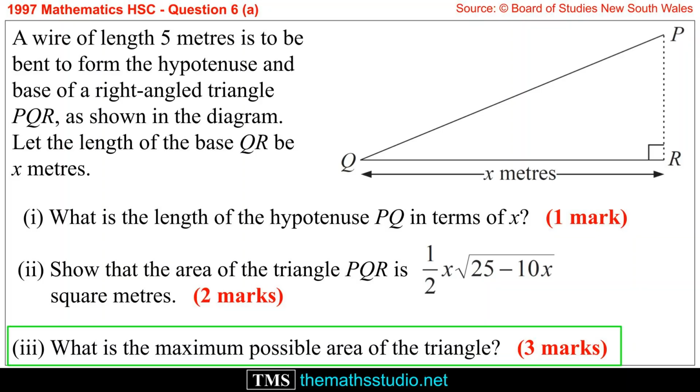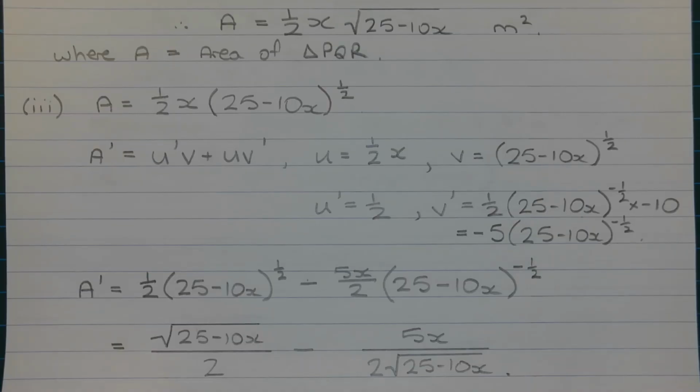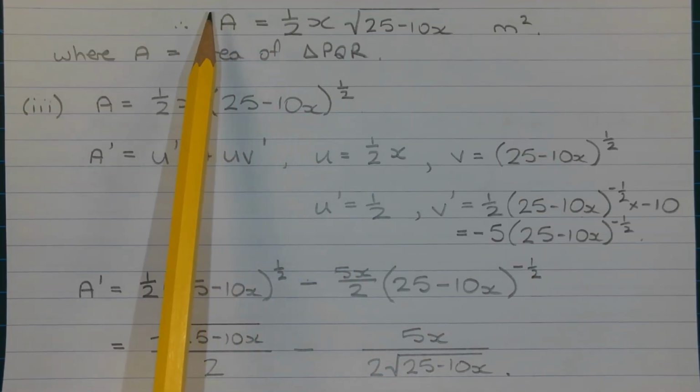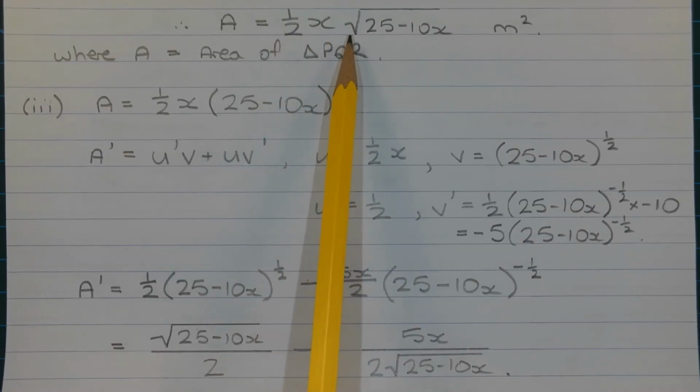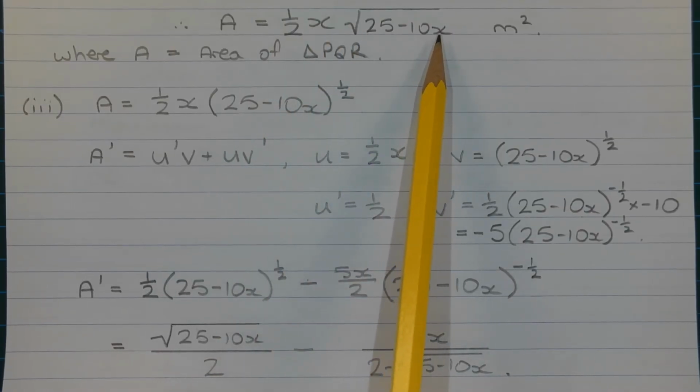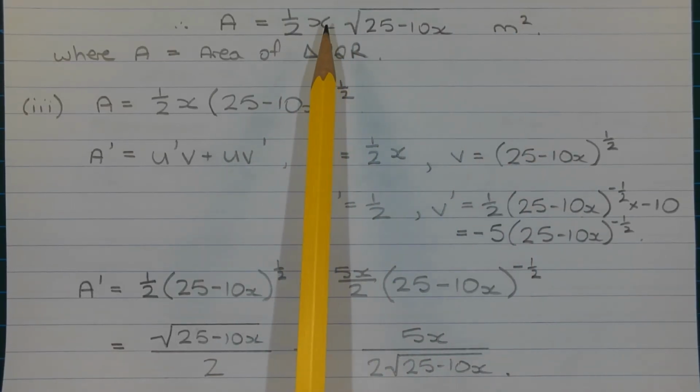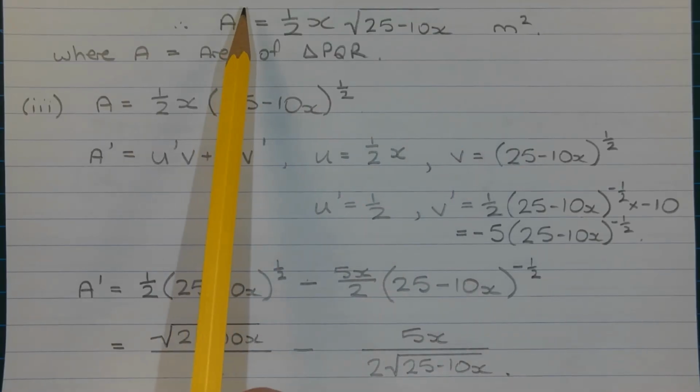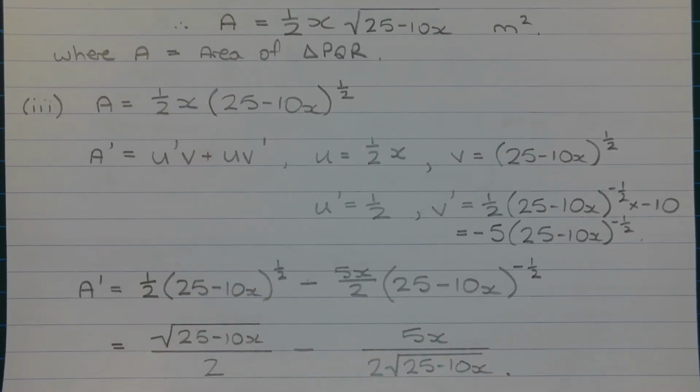Part 3. What is the maximum possible area of the triangle? Part 3 is asking for the maximum possible area of triangle PQR. Now from part 2, we know that the area A is equal to half x times the square root of 25 minus 10x square meters. So we want to find a value of x which gives us the maximum possible value of A. Now this will involve the use of differential calculus.